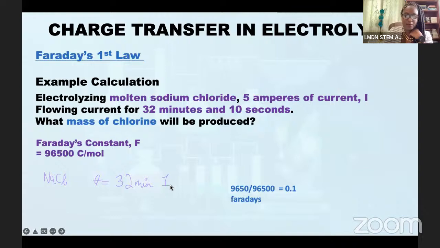Because that's the units that we're working with, is seconds. We can't have any 32 minutes, 10 second situation going on. It has to be all in seconds. So tell me what that time is in seconds. And then our I they gave us is 5 amperes.